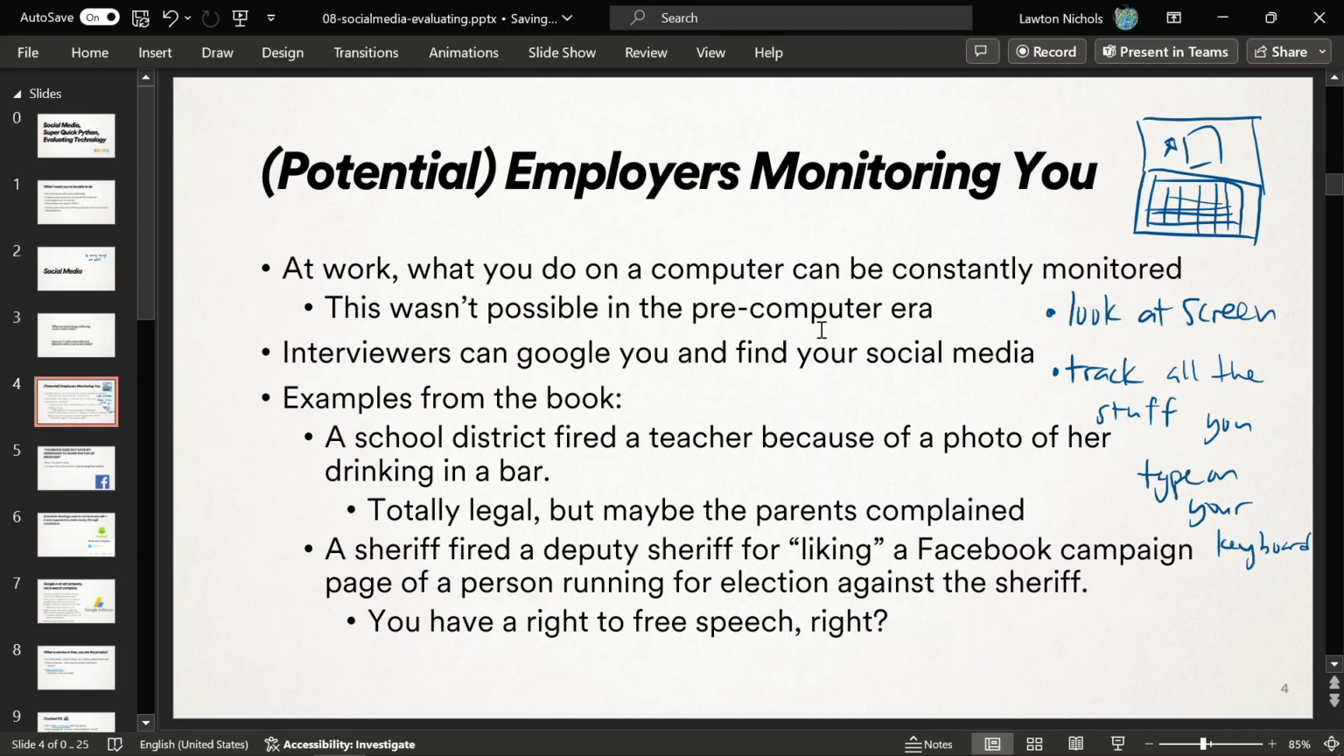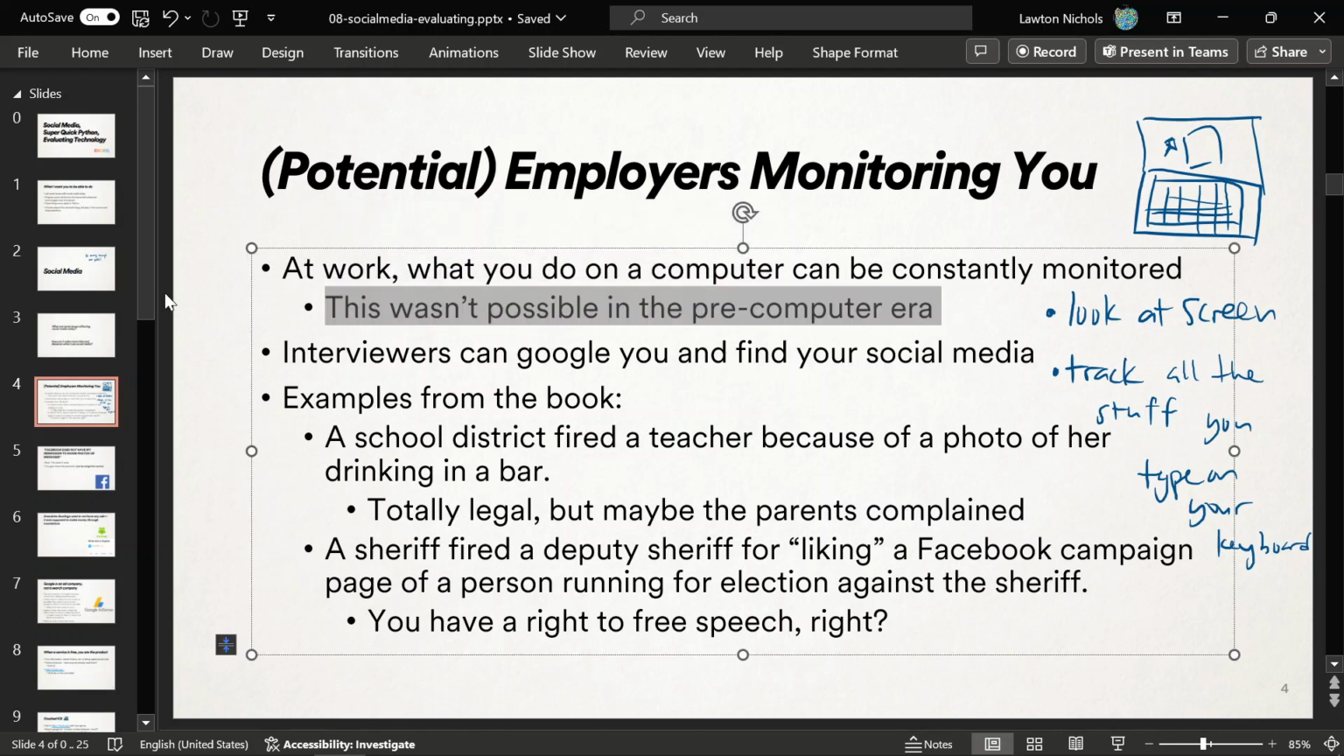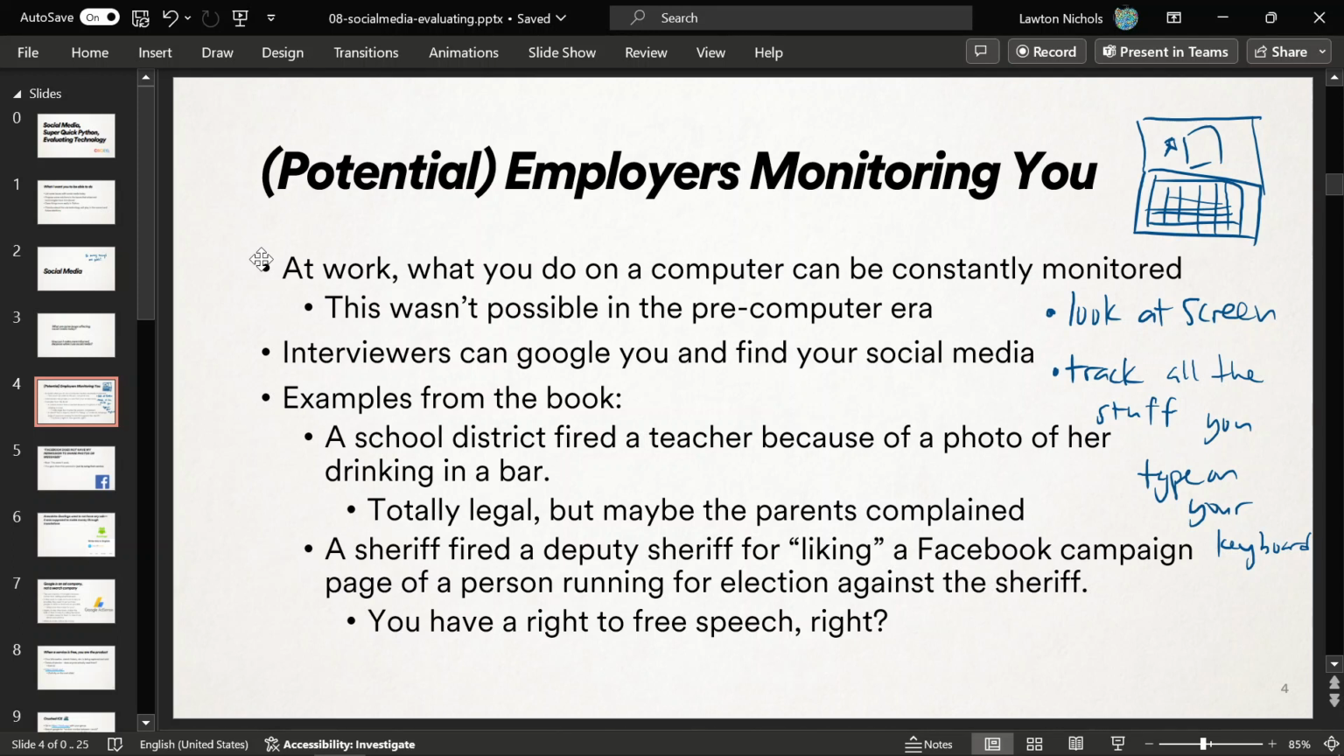But that's a possibility. That was not at all possible back in the day before computers, right? It's just like if your boss wasn't in the room, you could do whatever you want. Nowadays, anybody can see your screen. Interesting. Not possible in the pre-computer era. So maybe that's unfortunate. Who knows?